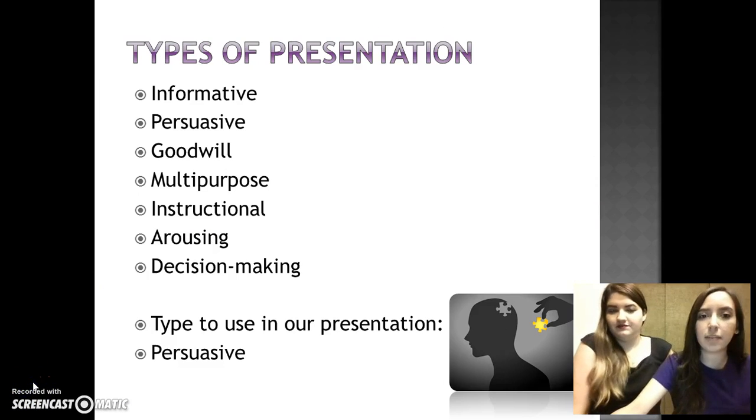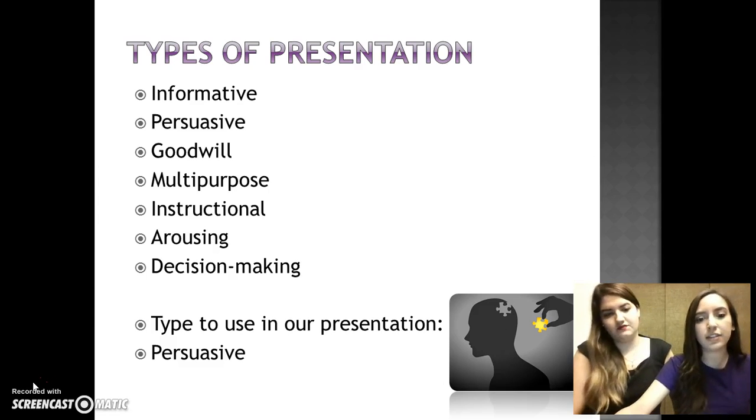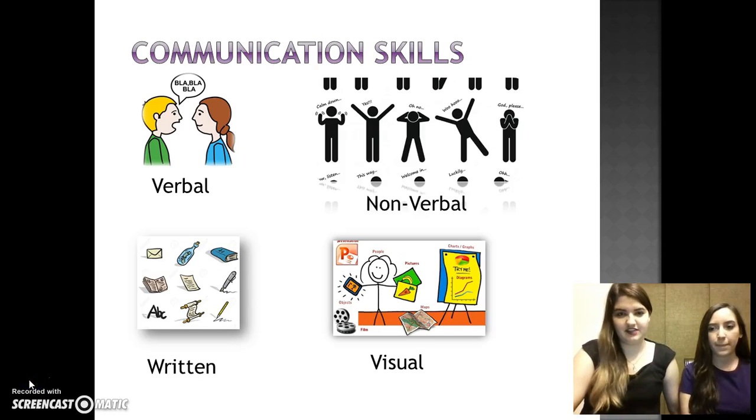The next element is types of presentation: informative, persuasive, goodwill, multi-purpose, instructional, arousing, and decision-making. And the type of presentation that we are going to use is persuasive because we want to convince our audience that drugs are not good. The next element is communication skills.